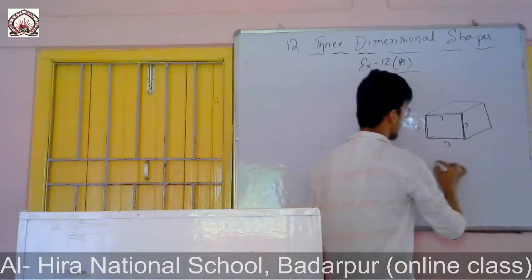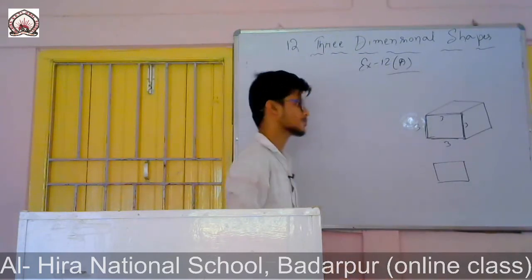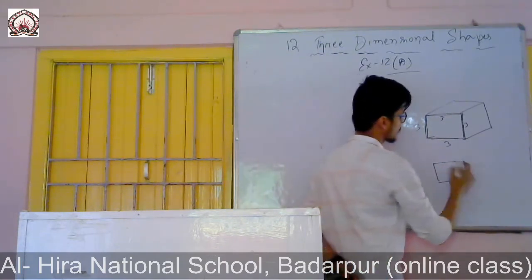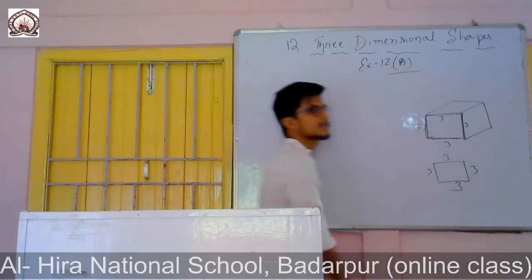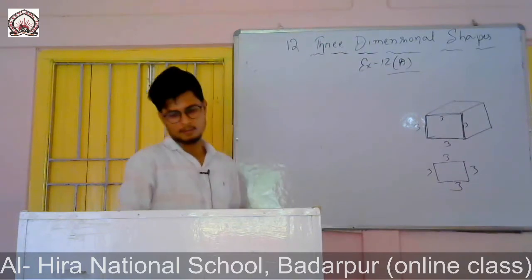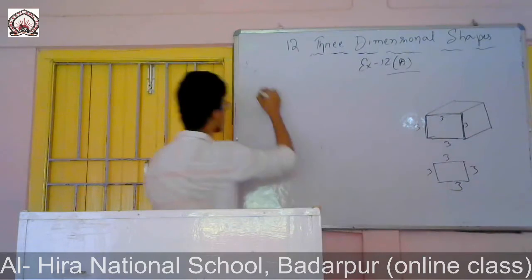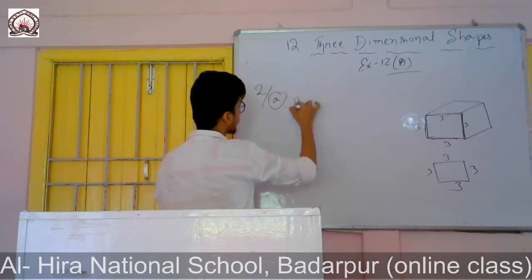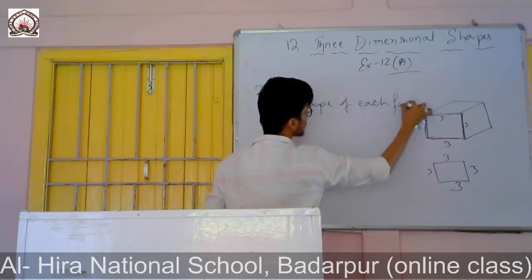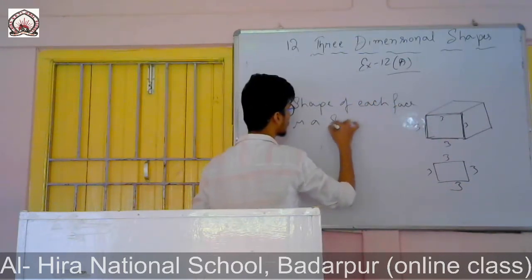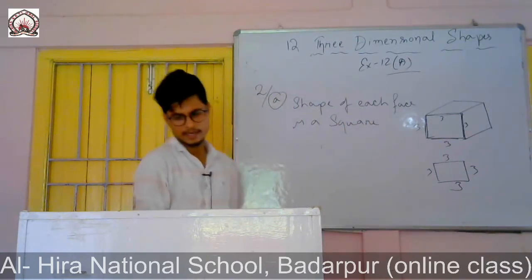Okay. And we know that in a square, if all the sides are same, then we say it as a square also. So if I just draw a square and if I write this side 3 centimeter, this side 3, if all the sides are same, then we can say it as square. So what is the shape of each face? The shape of each face is a square. So question number 2A answer, you write the question and then you write, the shape of each face is a square.